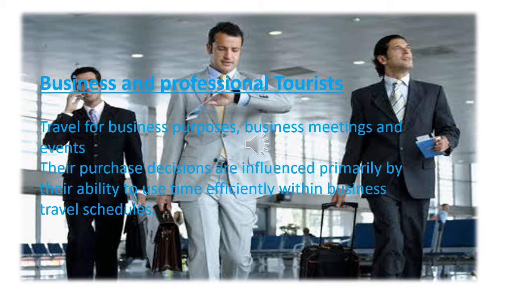Types of tourists. We have different types of tourists, and this is the reason why tourists travel. We have business and professional tourists. They travel for business purposes, for business meetings and business events. Their purchase decisions are influenced primarily by their ability to use their time effectively within the business travel schedules. So they are only able to engage in activities or buy things if it's in their schedule. So with this type of tourist, time is money.